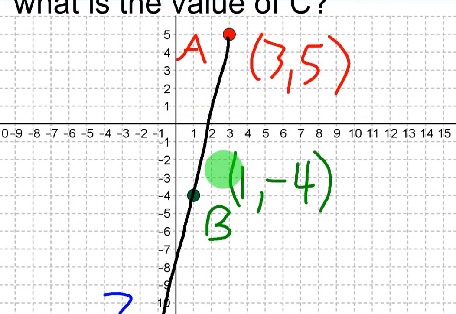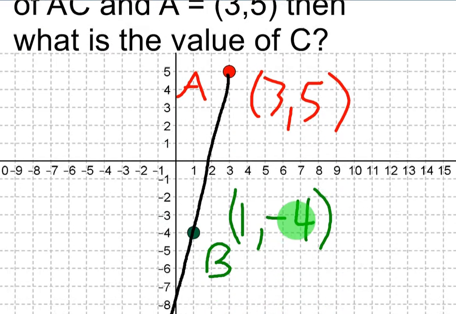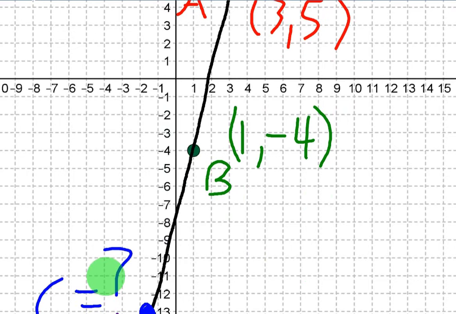So here's B, (1, -4). It says that it is the midpoint of AC. And it says that A is (3, 5). So what are we trying to solve for? We're trying to solve for C. Okay? So it's kind of crazy because we're given the midpoint and we're given one of the endpoints. How do we solve for C, the other endpoint?